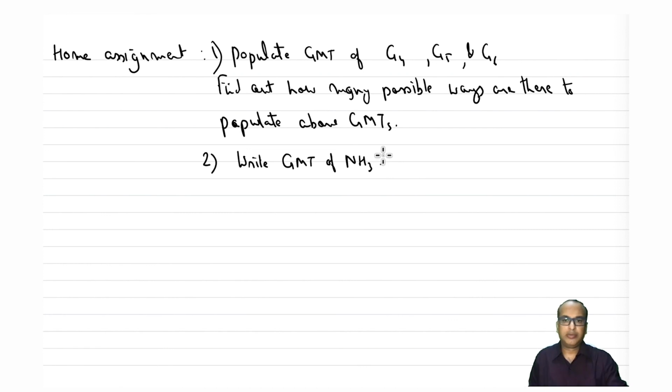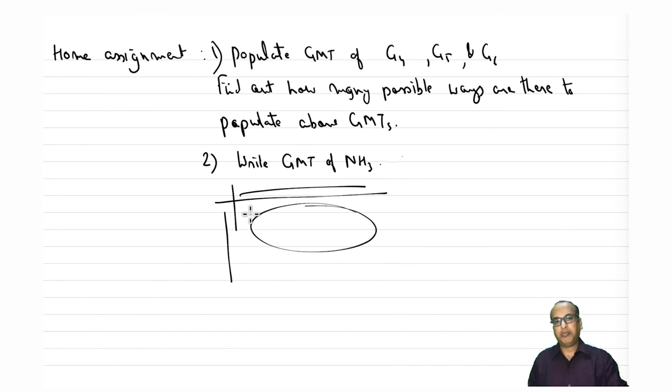NH3. Try to find out what the point group is and what the symmetry operations are. What you have to do is list down all the symmetry operations here and here, and then find all the products of these symmetry operations to populate the GMT. I'm not going to tell you the order or the symmetry operations, so you try to work it out.